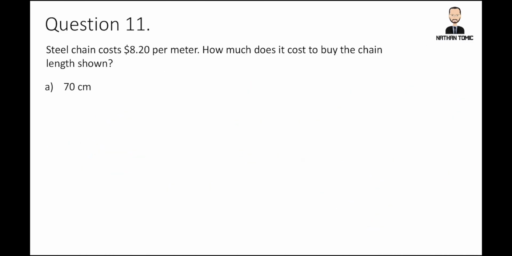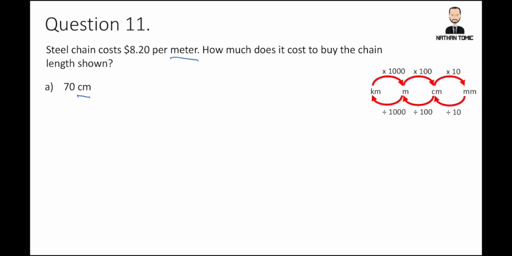Question 11 is another worded question. It says steel chain costs $8.20 per meter. How much does it cost to buy the chain length shown? So again, this is a situation where we have 2 different measurement units. We have something in centimeters and we have something in meters. So we need to convert one or both of those. So let's throw up our chart again. It's going to be easier to convert our centimetres into metres because our cost is per metre, and that's probably easier to do instead of trying to convert this cost into something different.